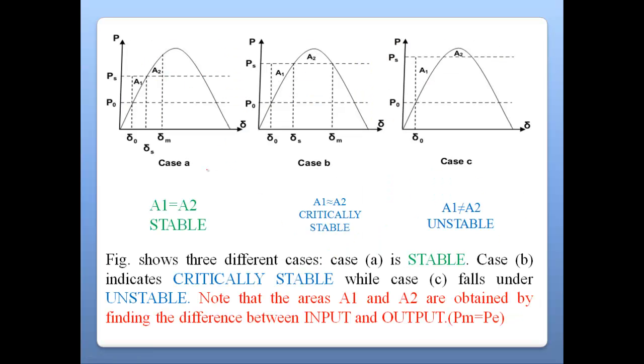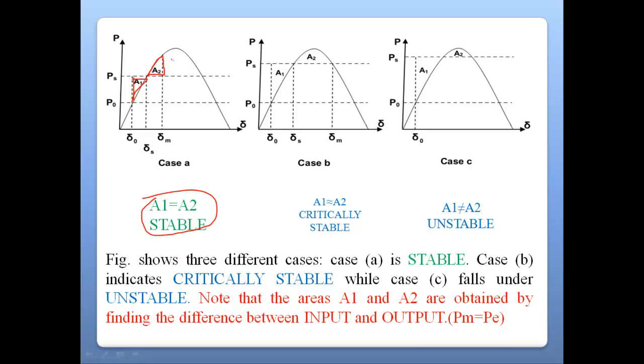Now, what are the three cases? The first case, if you see, the system is stable. How does the system become stable? If A1 equals A2. What is A1? A1 means how much mechanical power can be restored by the mechanical portion, and that must be equal to what is restored by the electrical portion.